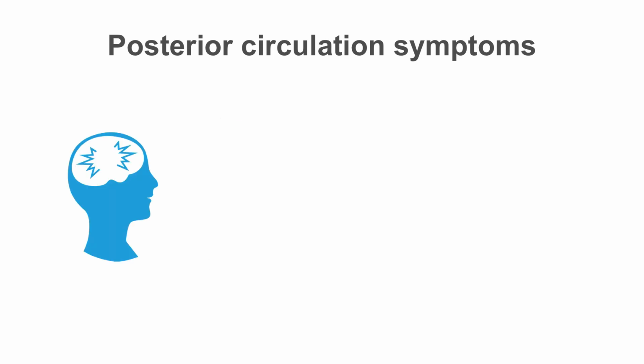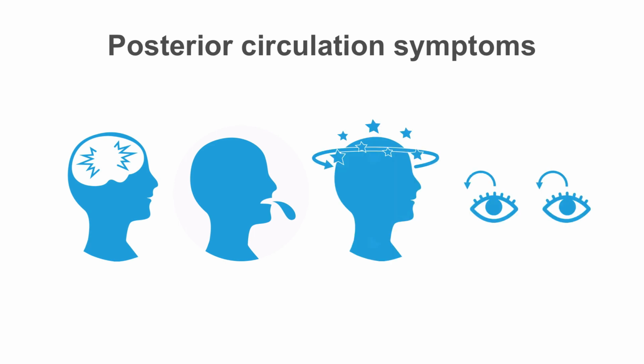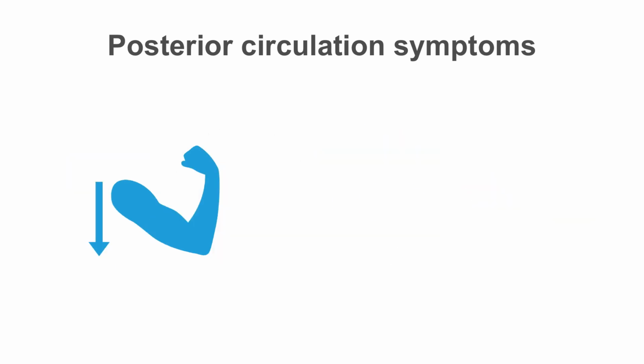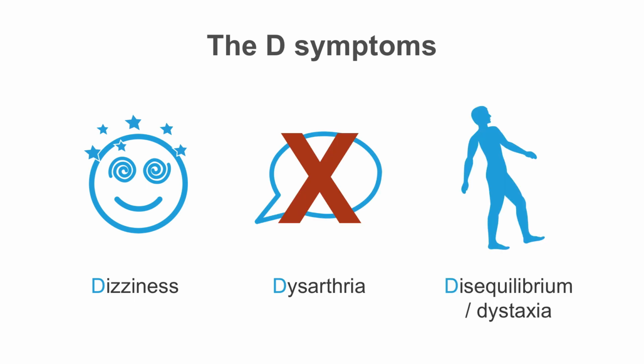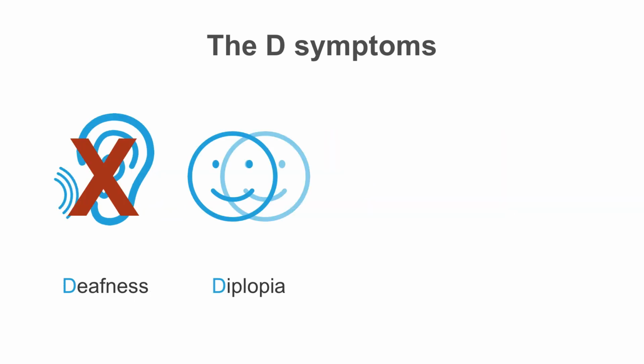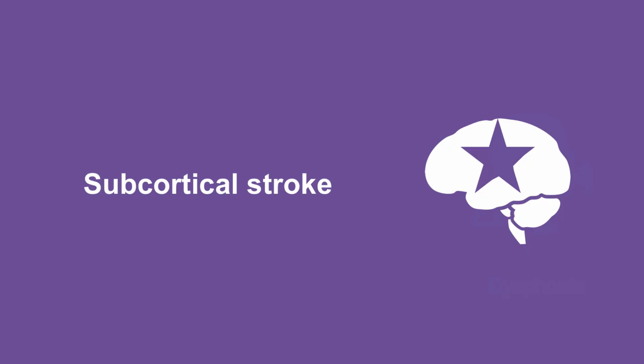Frequently, there is severe headache, vomiting and nausea, vertigo, nystagmus, weakness, extraocular movement abnormalities, and ataxia. The consequence of these complaints by the patient are what are known as the D symptoms. These include dizziness, dysarthria, disequilibrium or dystaxia, deafness, diplopia, dysphagia, and dysphonia.